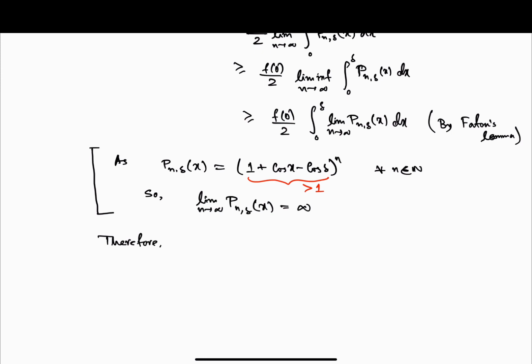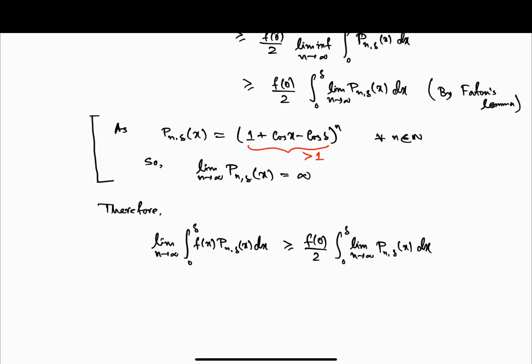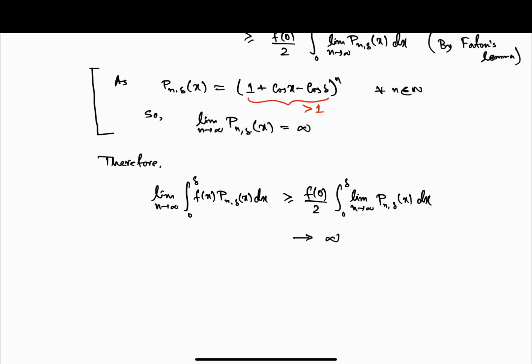therefore, limit n tends to infinity of the integral from 0 to delta of f(x) p_n,delta(x) dx is bigger than f(0) by 2 times the limit from 0 to delta of the limit n tends to infinity of p_n,delta(x) dx, and this side goes to infinity, right? So this limit goes to infinity, so therefore this will diverge to infinity.